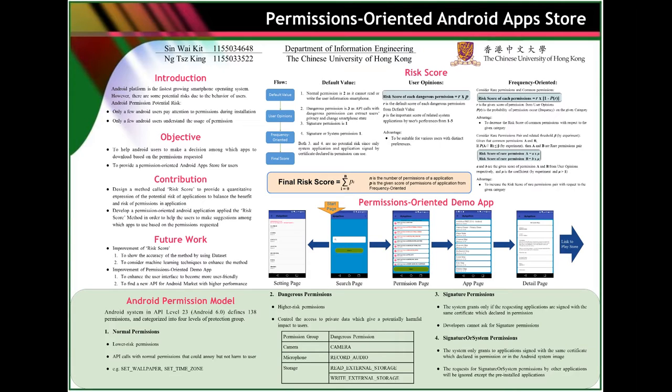Besides, let's introduce our method for rating apps. Our flow of method is first to set a default value for every permission and adjust the value by the user opinion setting on our app, then use the frequency-oriented part to calculate the value for every permission. Finally, sum up the values of the permissions in the app. So how do we set a default value? By research. We deduced that normal permission is 2 since it does no harm to users, and dangerous permission is 3 since it controls access to private data, and both signature and signature or system permission are 1 because the system will ignore the permission required.